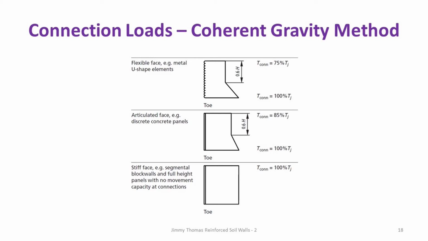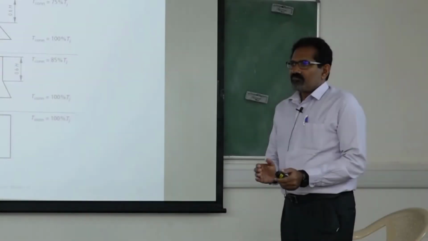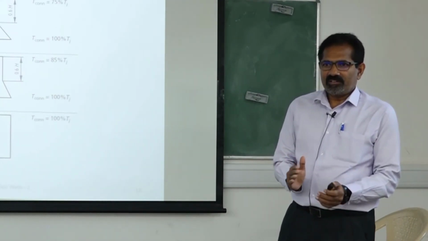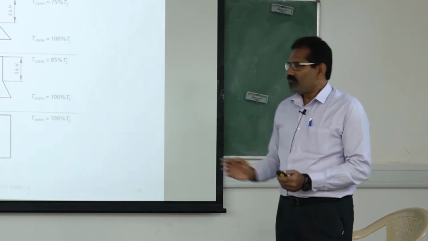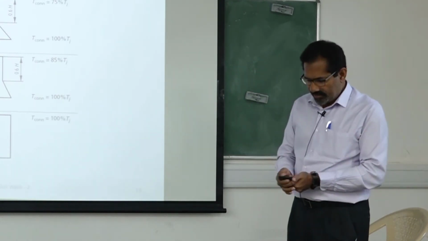The top, up to a depth of 0.6 times height, it is 75%, then 100%. Then for discrete concrete panels, which have a height of about 1.5 meters and width of 1.5 meters, again it is from 85% to 100%. So if we have segmental block walls and full height panels with no movement at the connections, it has to be 100% of the reinforcement tension. So we don't have to worry about how to calculate the tension. Once we have calculated the tension in the reinforcement, we can take these values as the load at the connection, then design for that.